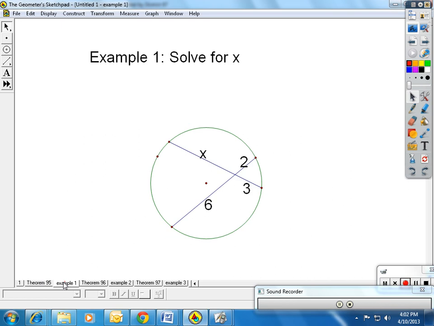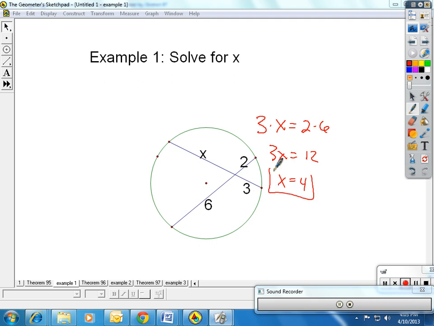Solve for x. So I've got 2. This value is 2. This value is 3. This value, I'm sorry, that value is 6. This value is 3. And that is x. Alright? So, let's apply. 3 times x equals 2 times 6. Solve for x. That distance is 4. Pretty nice. Pretty simple.